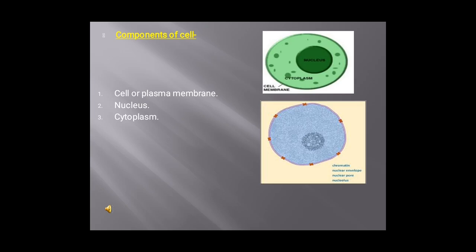It is selectively permeable in nature. It allows some material in and out of the cell. It is flexible and can be folded, broken and reunited. And the cell membrane is selectively permeable, which means movement of substances is possible through the plasma membrane by diffusion or by osmosis.